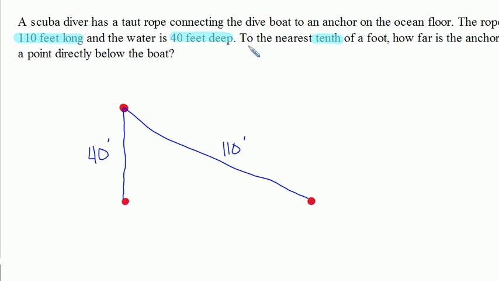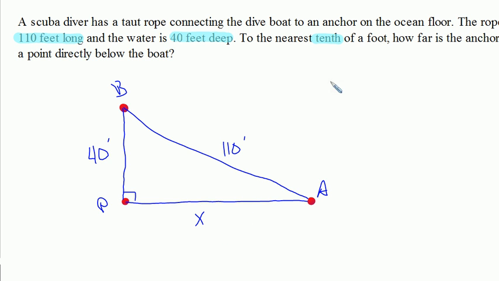The question: to the nearest foot, how far is the anchor down here, this is our anchor, from a point directly below the boat? So they want to know this distance. This would be a right angle, and this distance would be x. So again, this is a Pythagorean theorem type question. We're just going to apply the Pythagorean theorem.